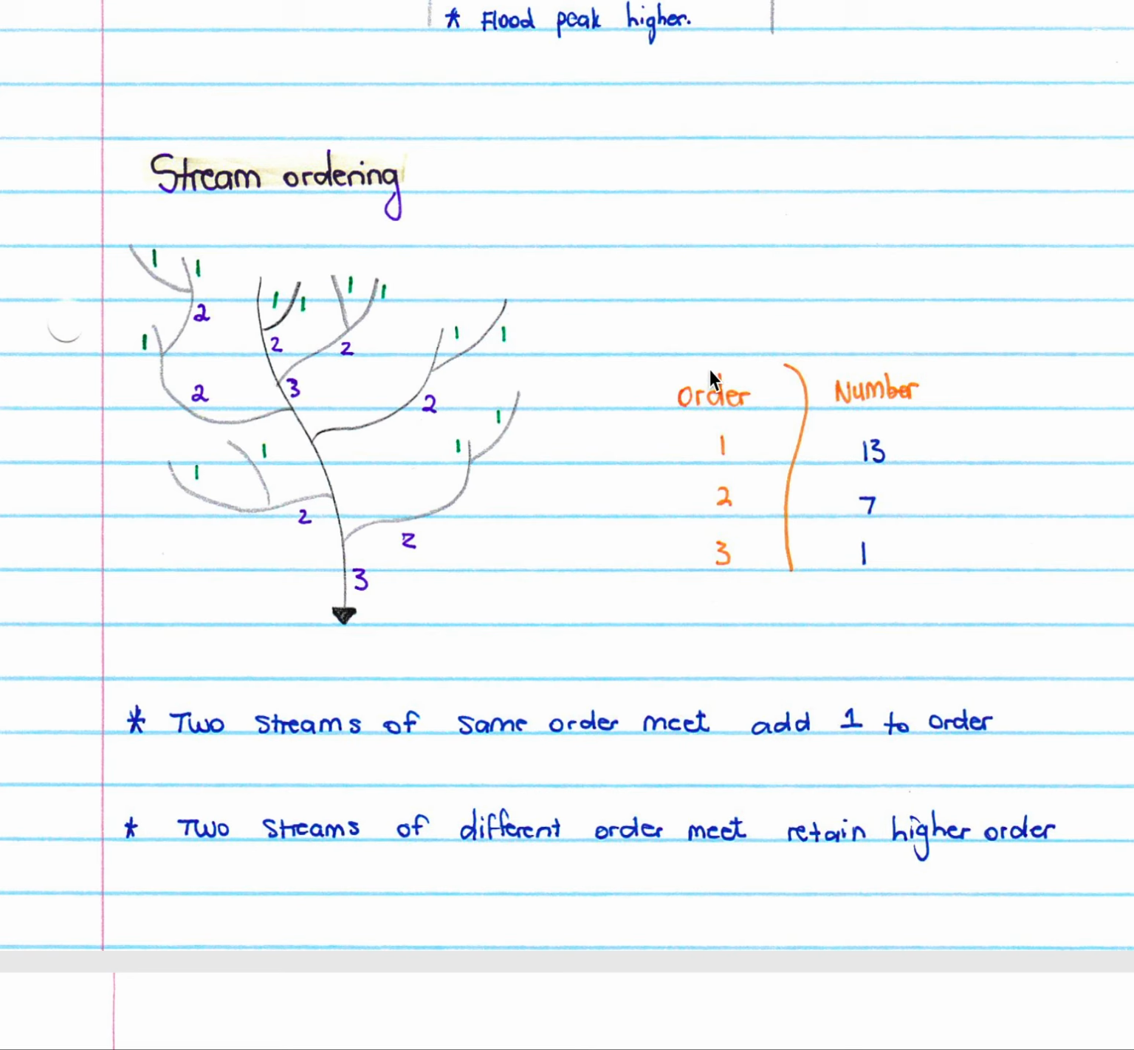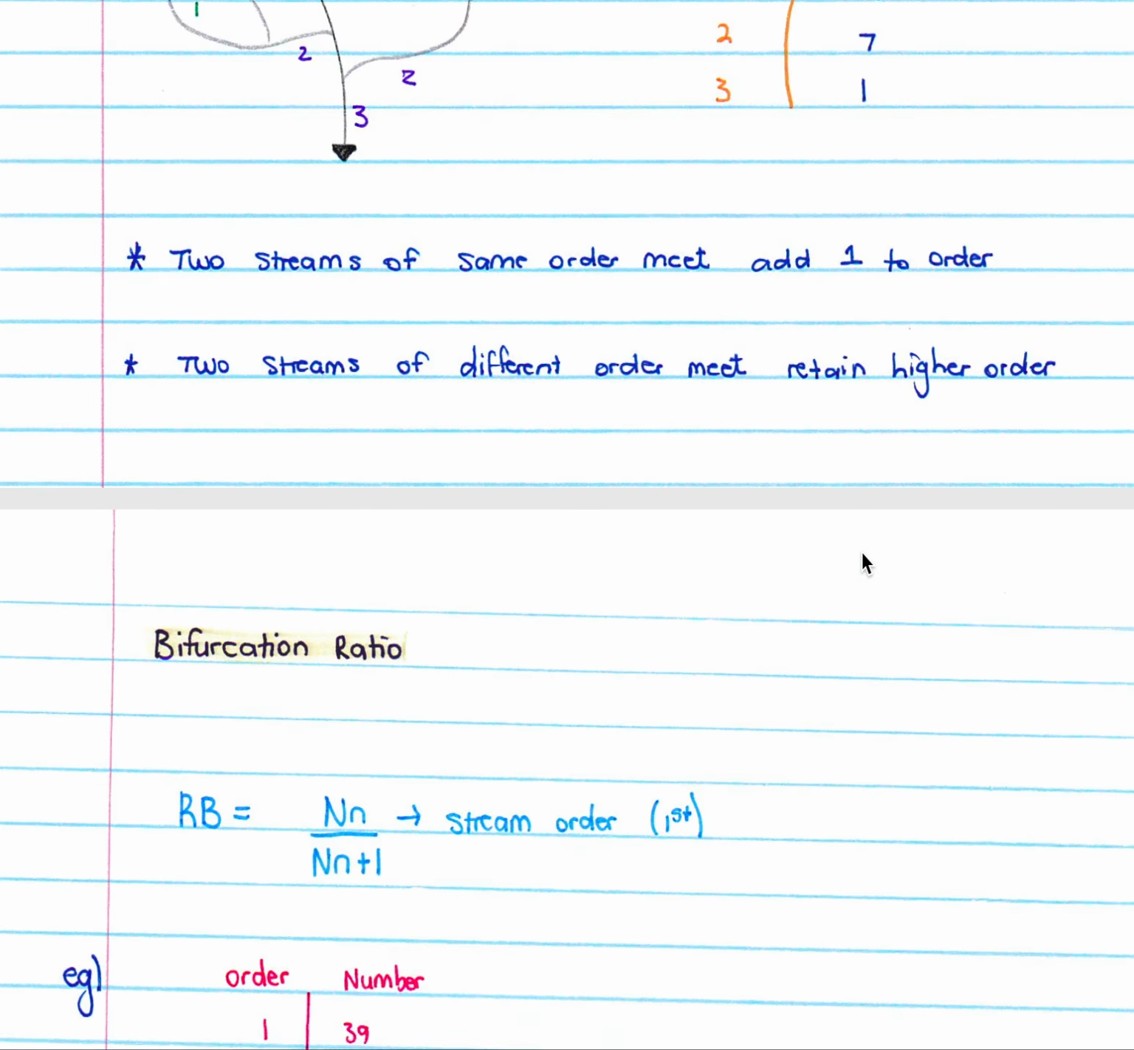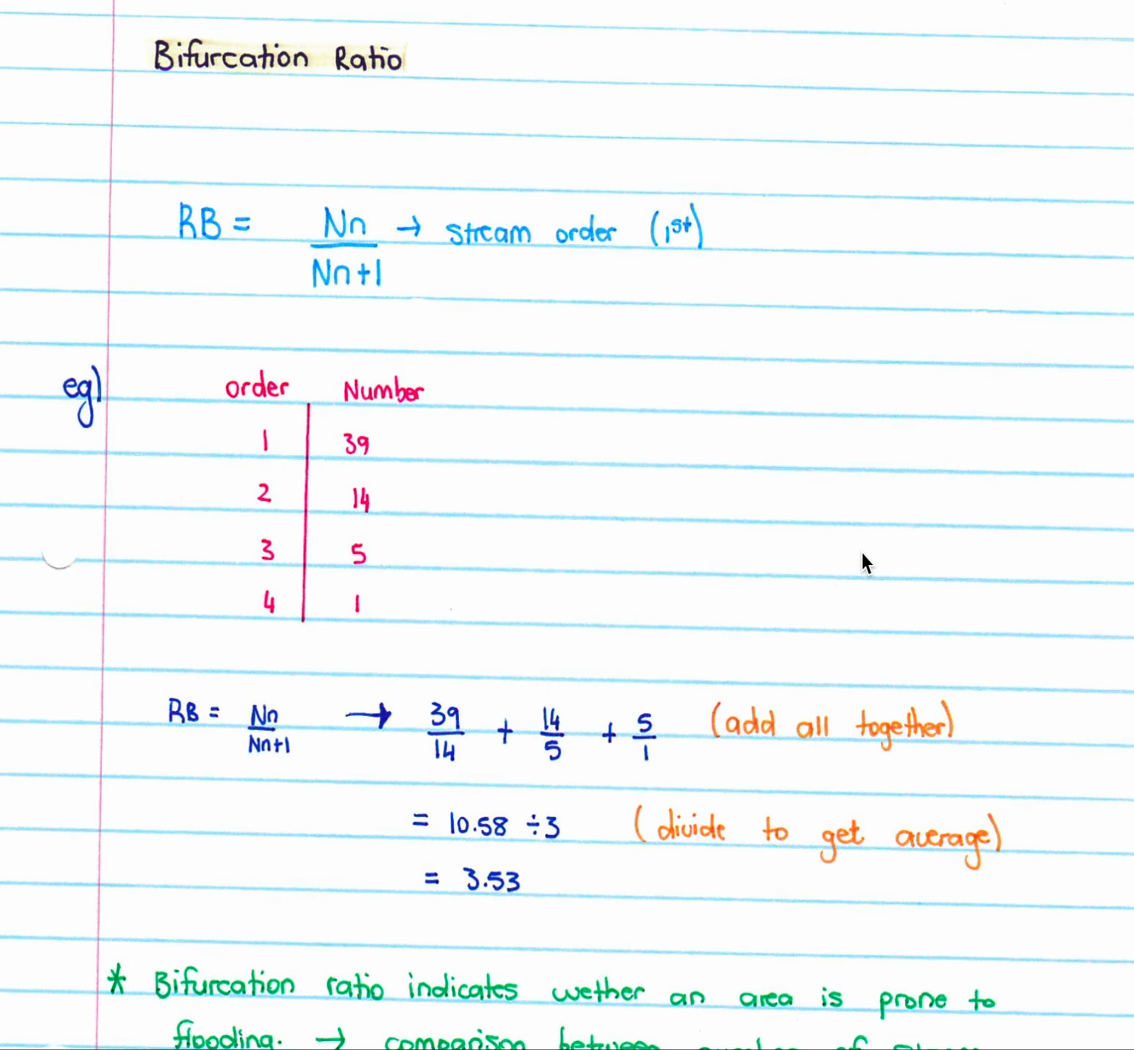Then we simply put down our order, so 1, 2, 3, first order, second order, third order, and we calculate the total number of each type of stream that we have in our drainage basin. When we are asked to work out our bifurcation ratio, indicated by RB, it is the number of streams over the number of the next order of streams. So if we look at first order streams, then we would go first order over second order. Once again, we make a table of our orders, first order, second order, third order, fourth order, and the total number of each order in our drainage basin.